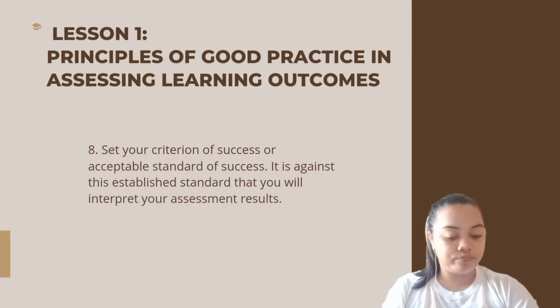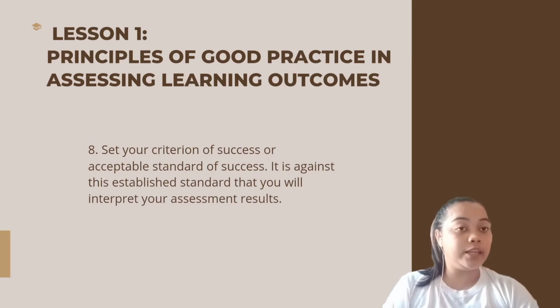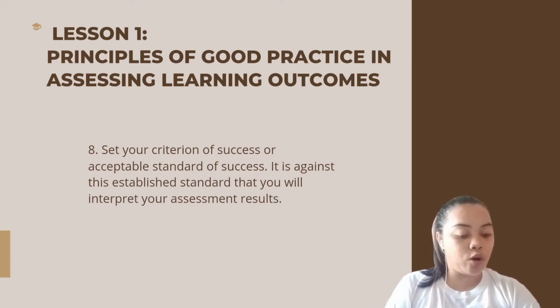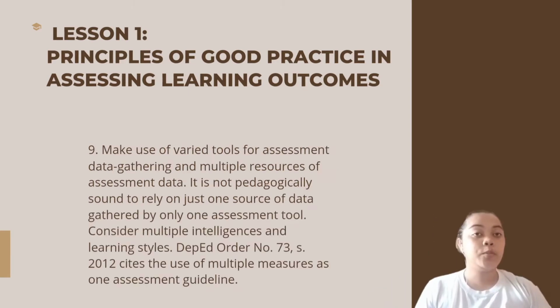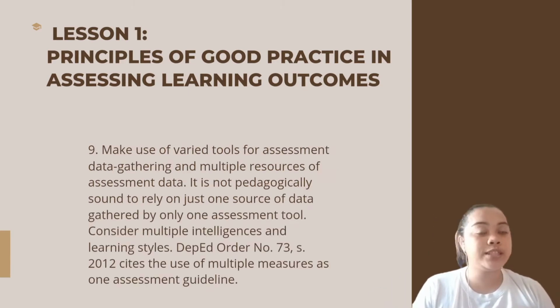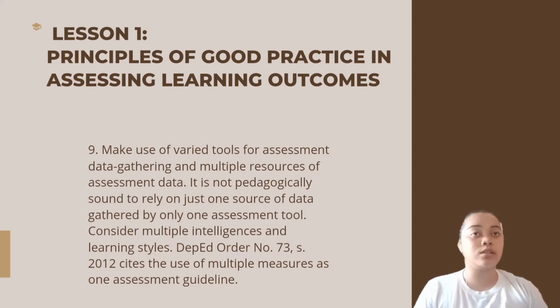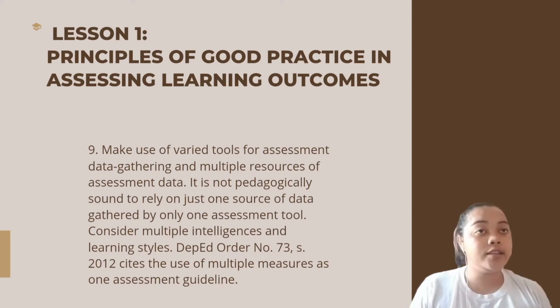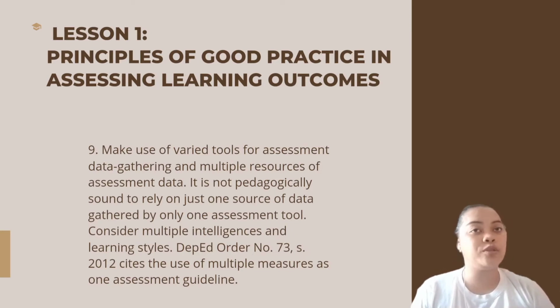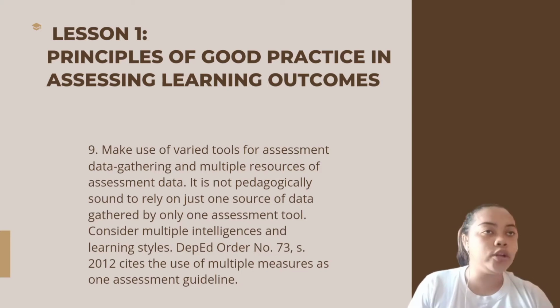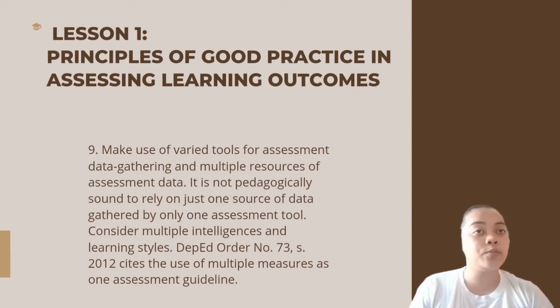For example, with a score of 7 out of 10, the highest possible score is acceptable or considered success. Number 9. Make use of varied tools for assessment data gathering and multiple sources of assessment data. It is not pedagogically sound to rely on just one source of data gathering by only one assessment tool. Consider multiple intelligences and learning styles. DepEd Order number 73, series of 2012, cites the use of multiple measures as one assessment guideline.